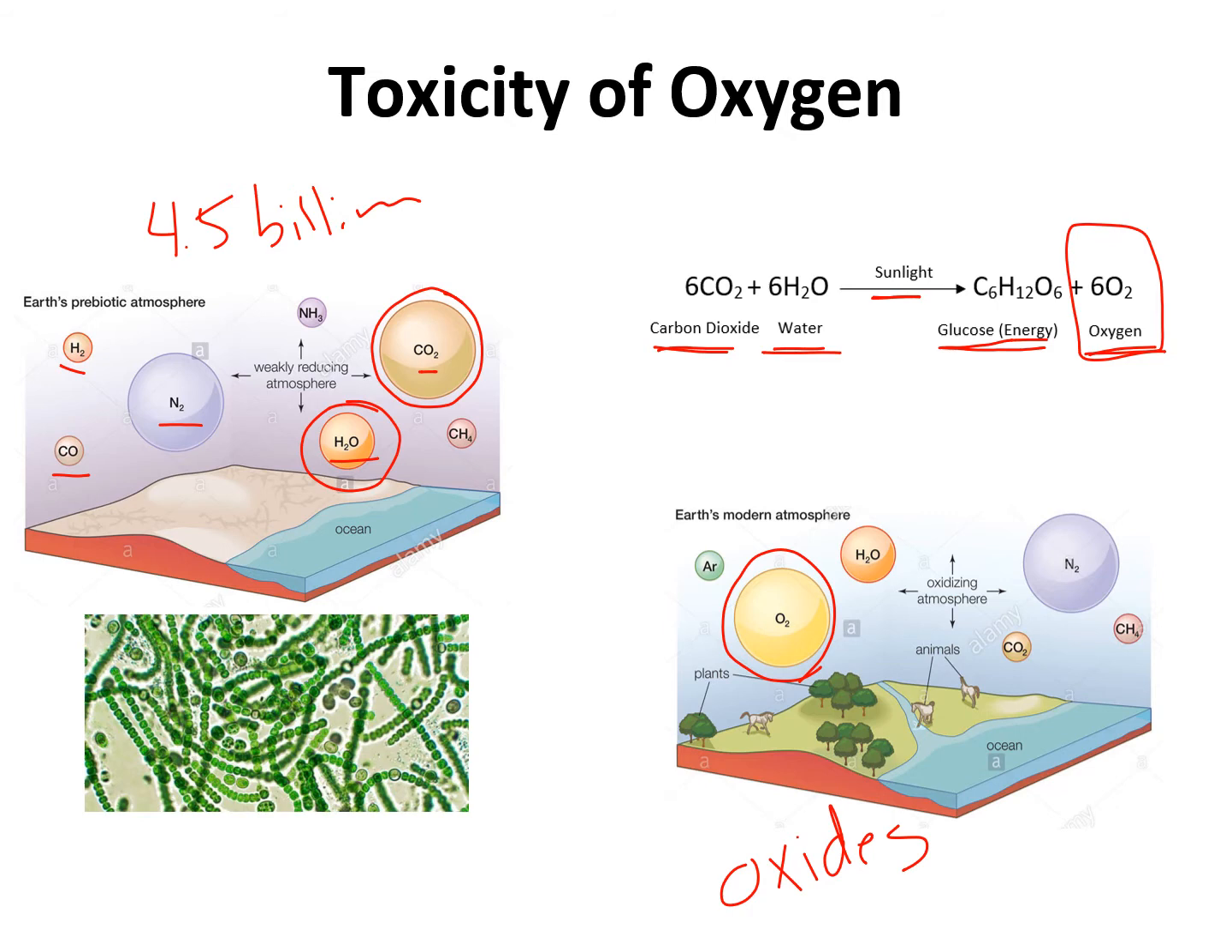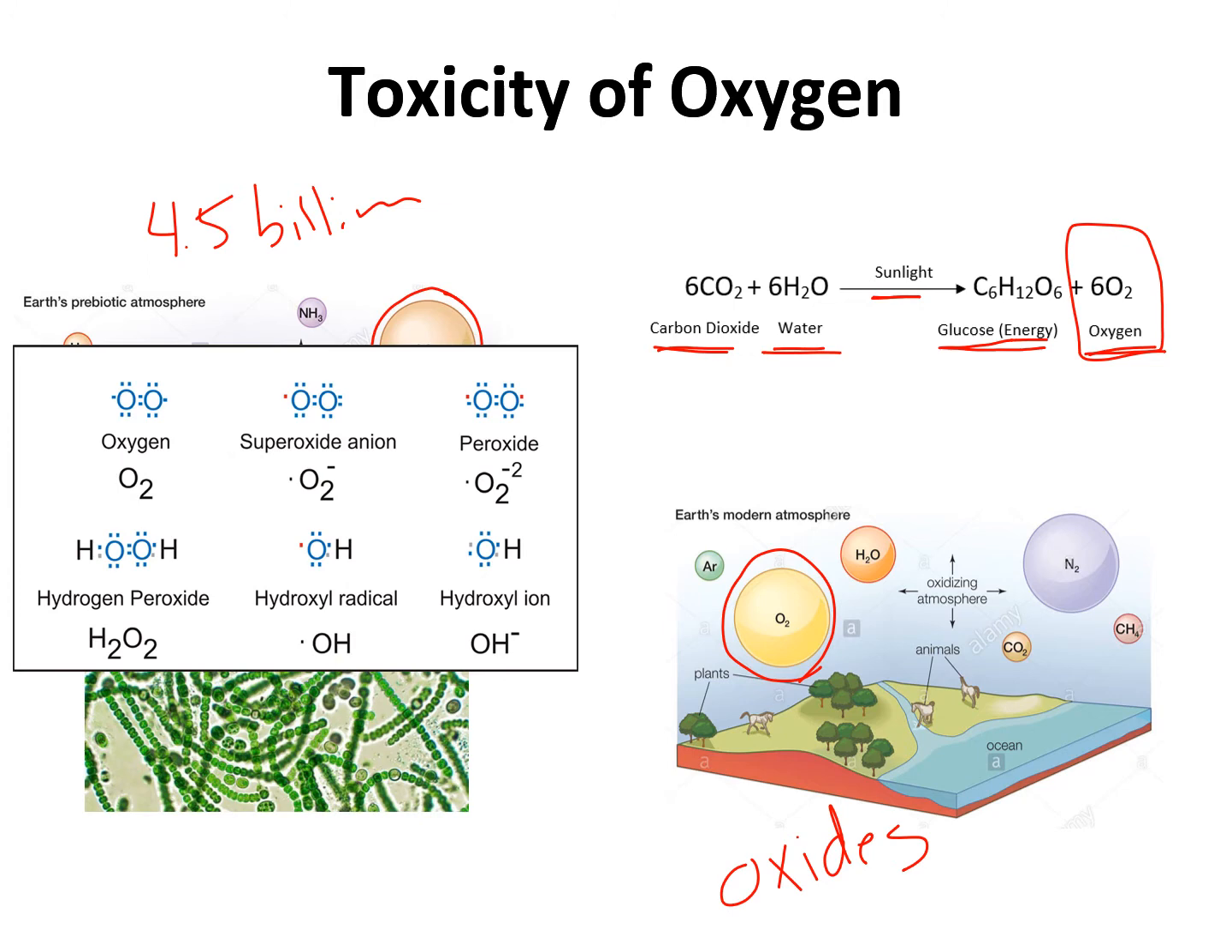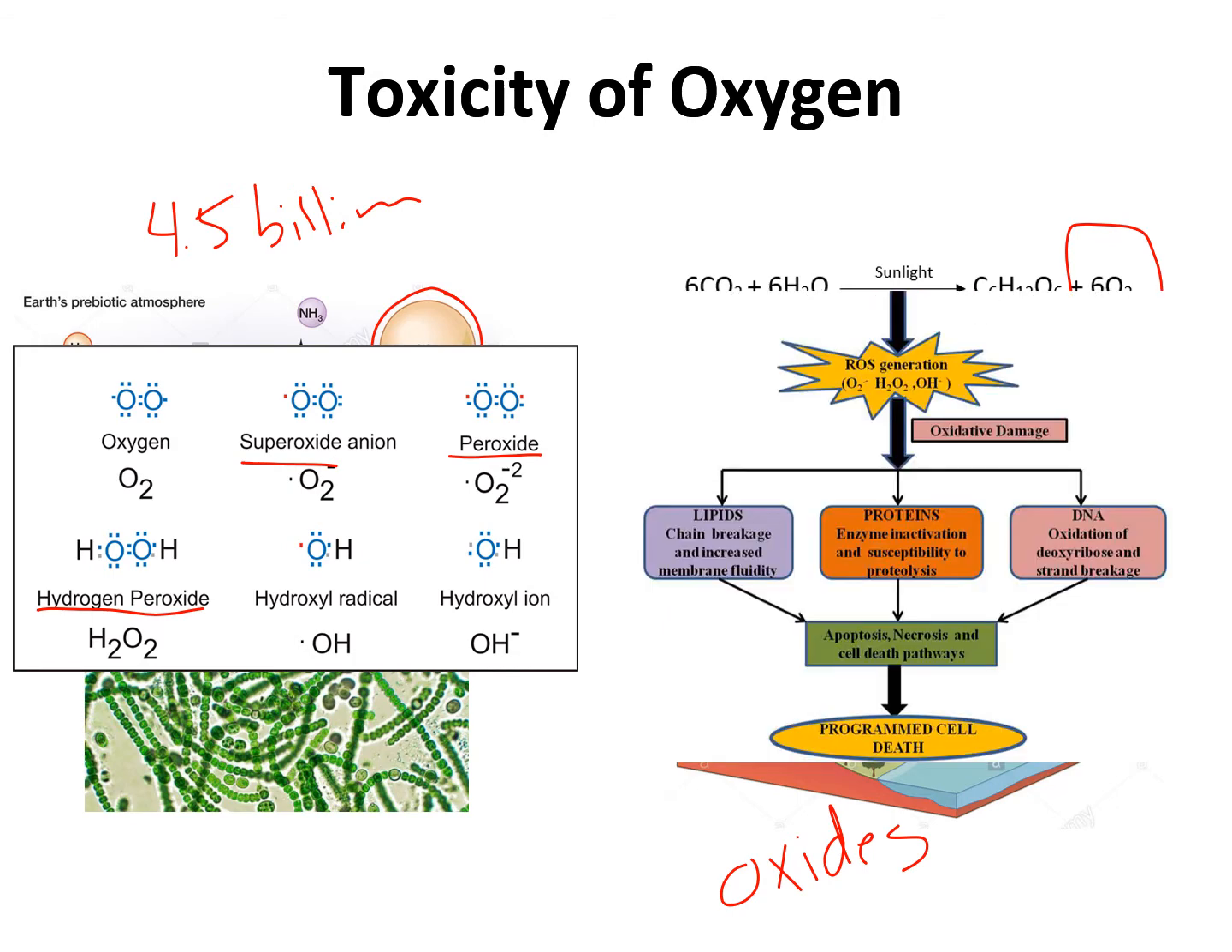When oxygen interacts with water, it forms different types of oxides. And here is an example of some of these oxides. So there are superoxides, there are peroxides, hydrogen peroxides, and so on. And these oxides can oxidize organic molecules. And so this is an example, a flow chart of what happens when these oxides start oxidizing or causing oxidative damage to different molecules.